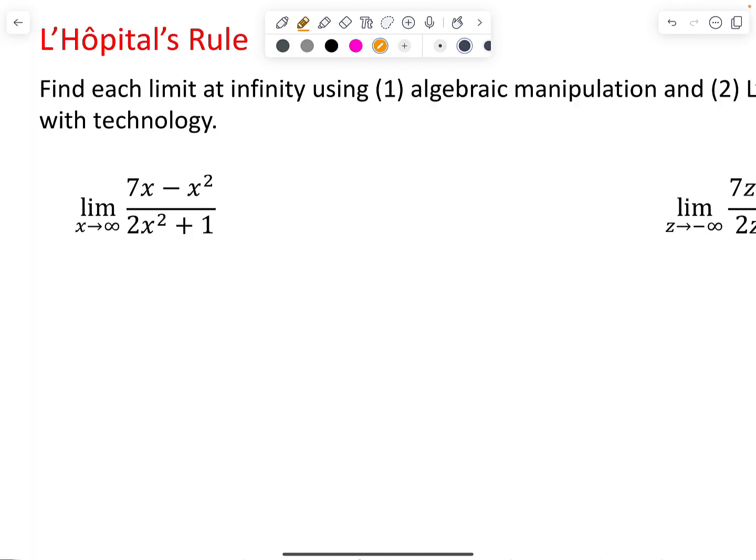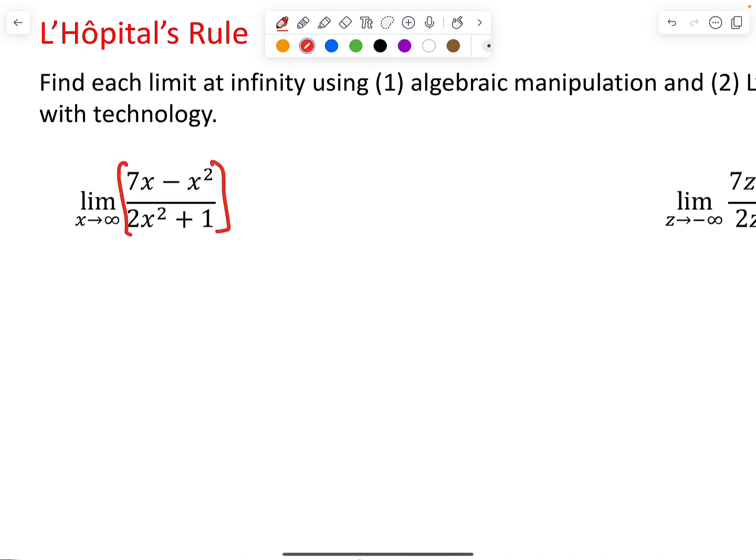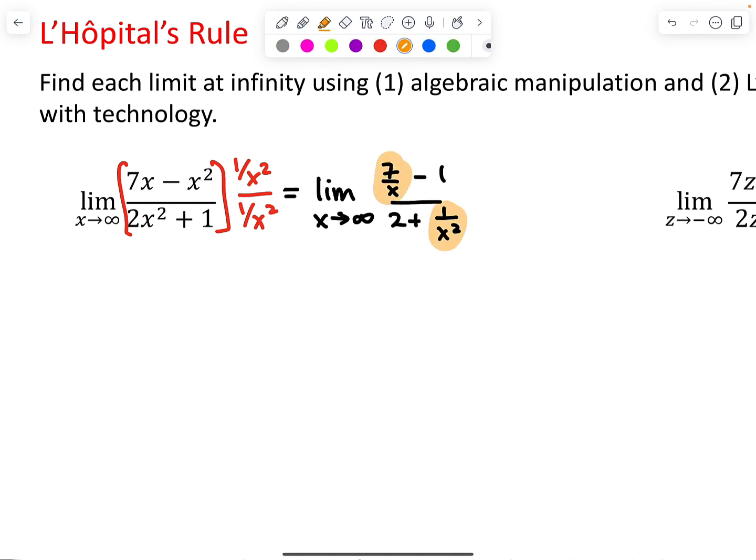This is a rational function. Early in the course, we practiced a method where we identified the degree of the denominator, which is 2, and then multiplied this rational function by 1 over x to that power, both numerator and denominator. Then distribute and simplify, we have 7 over x minus 1 over 2 plus 1 over x squared. And then we noticed that these two fractions here, as x goes to infinity, will approach 0.